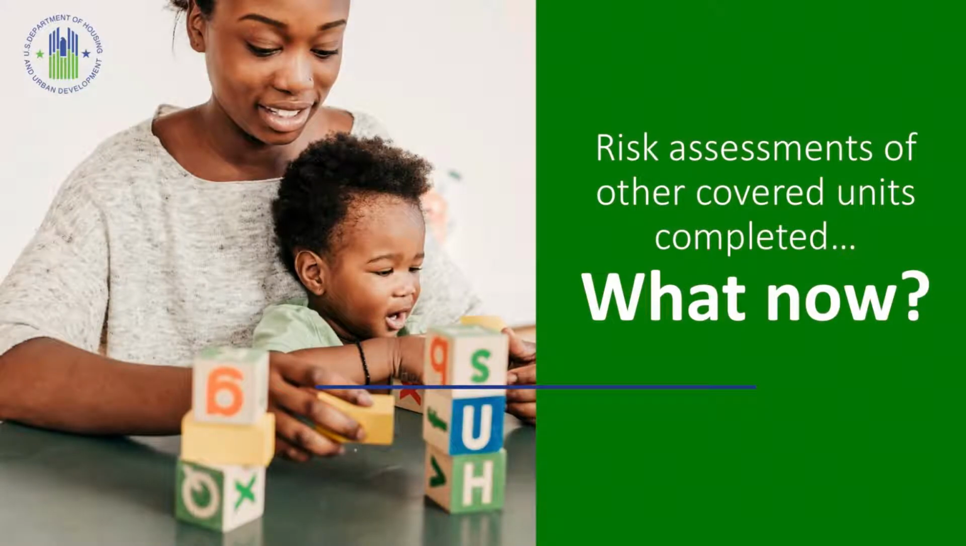After the risk assessments on the other covered units are complete, the owner must address any findings from these assessments. Since many of the requirements for occupant protections, control work, clearance, and ongoing maintenance are the same for other covered units as for index units, much of the information has already been covered in the previous video segment. However, we will briefly review the steps involved and highlight any ways in which the steps for other covered units differ from the steps for index units.